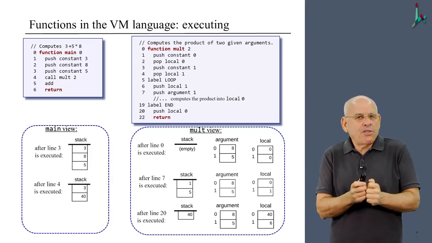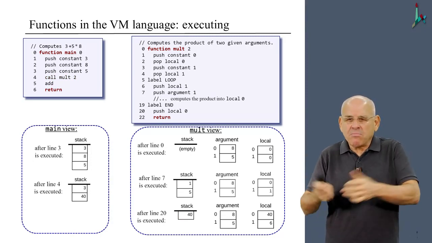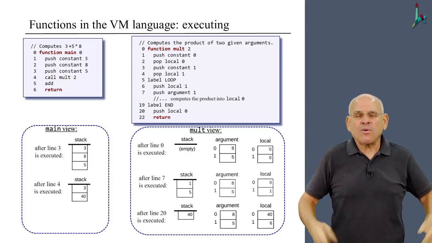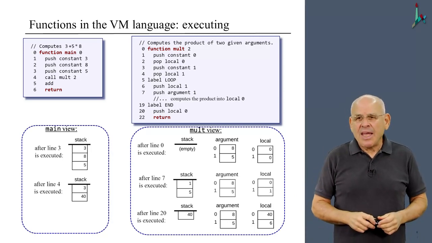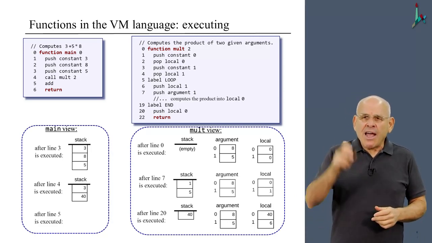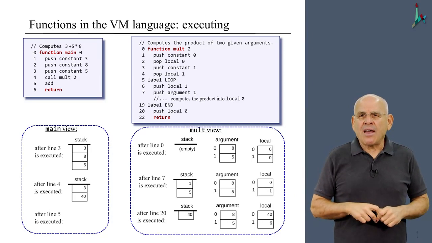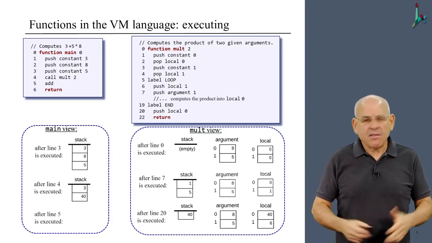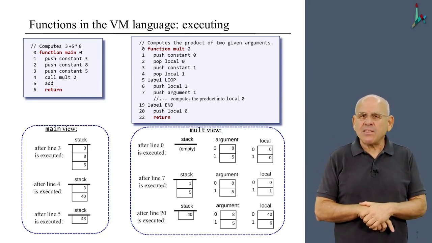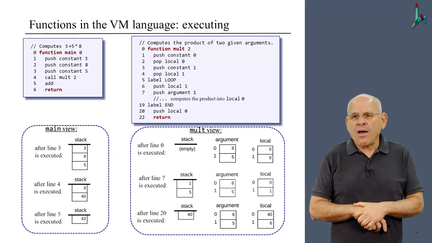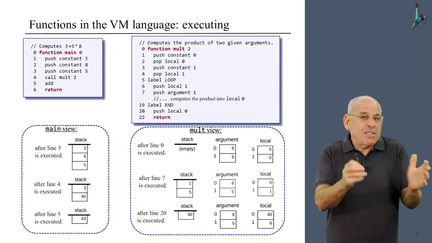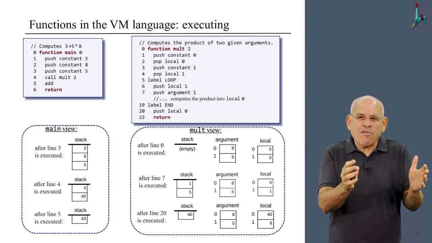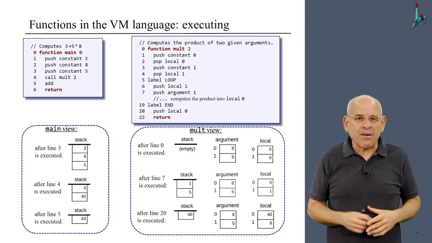Because I pushed 8 and 5, I called mult, I got 40. That's what I expected to get. And then at line 5 of main, I add up these two numbers and I get 43. Very nice indeed. So notice the difference between the abstract view of main and what actually transpired, right?